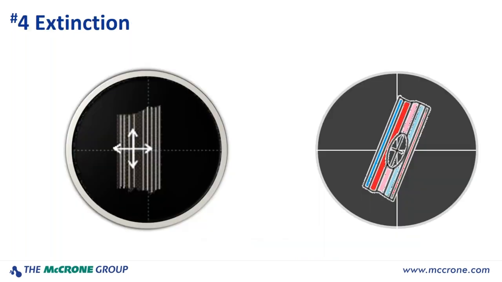The next method we use is called extinction. Extinction is a term used to describe that point where any given particle goes black against a black background. It disappears or becomes extinct. This occurs when the vibration directions of a specimen are parallel to the vibration directions of the polarizer and analyzer. The phenomenon is seen four times as particles are rotated 360 degrees between cross polars.